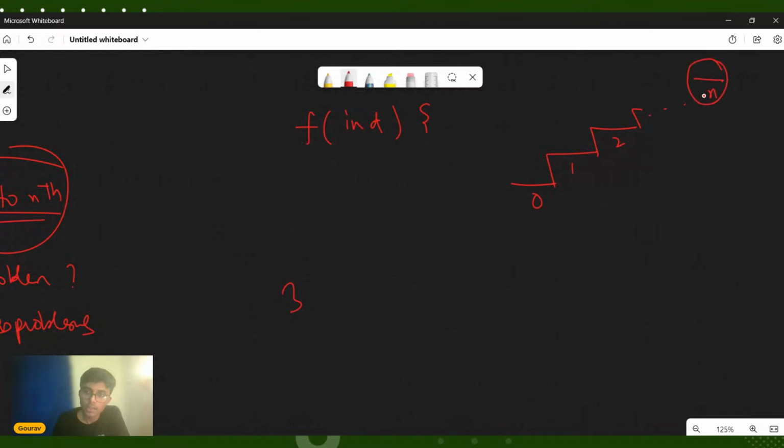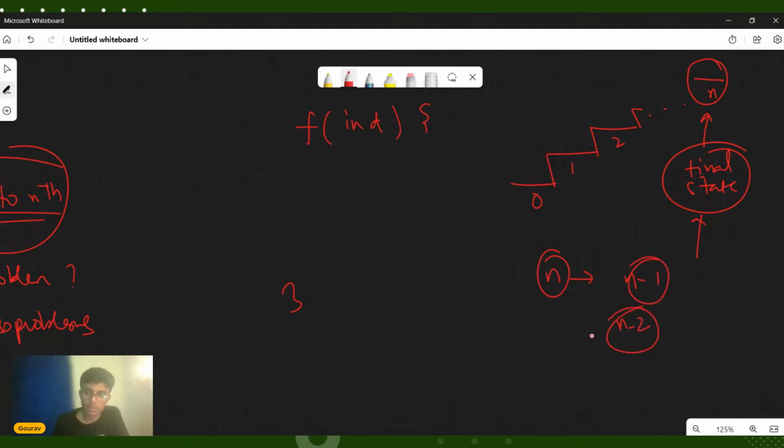So let's say you're standing at stair number n, because this is the final state, and you are supposed to reach here. Let us say that we start our recurrence relation from stair number n. Now, what are the ways in which we could have reached stair number n? Stair number n could have been reached through stair number n minus 1 and n minus 2, because in the question it is already mentioned that you can only take one step at a time or two steps at a time. So it certainly makes sense that you have reached stair number n through stair number n minus 1 or stair number n minus 2.